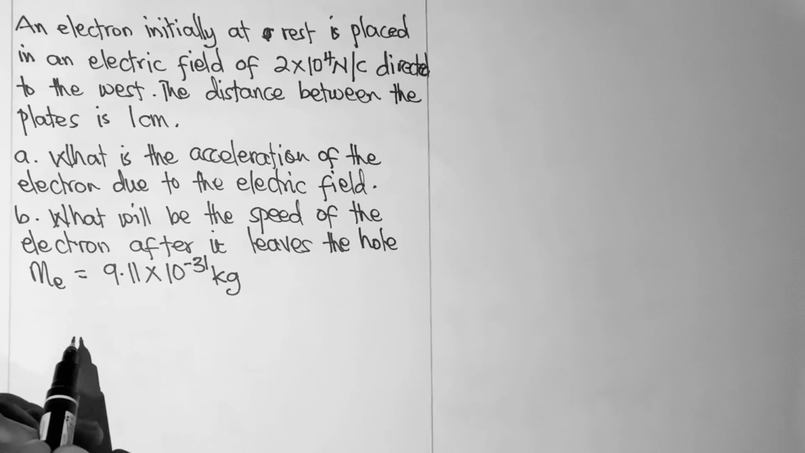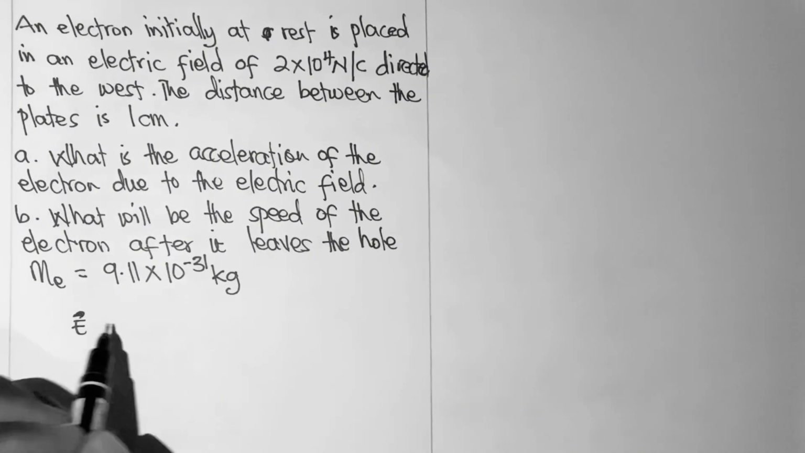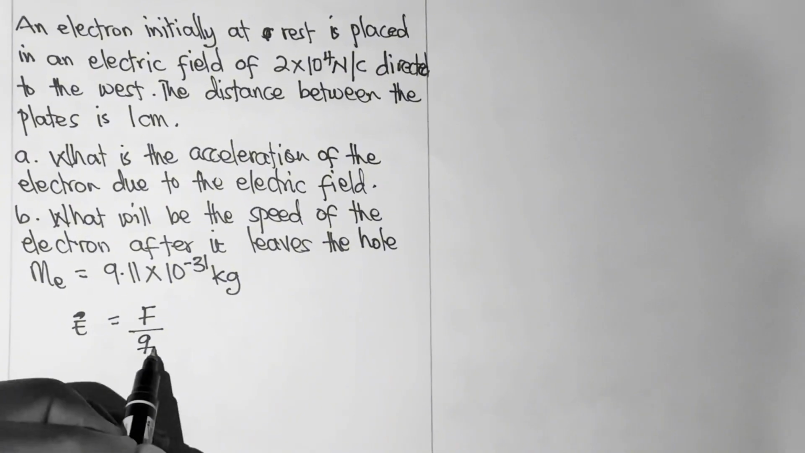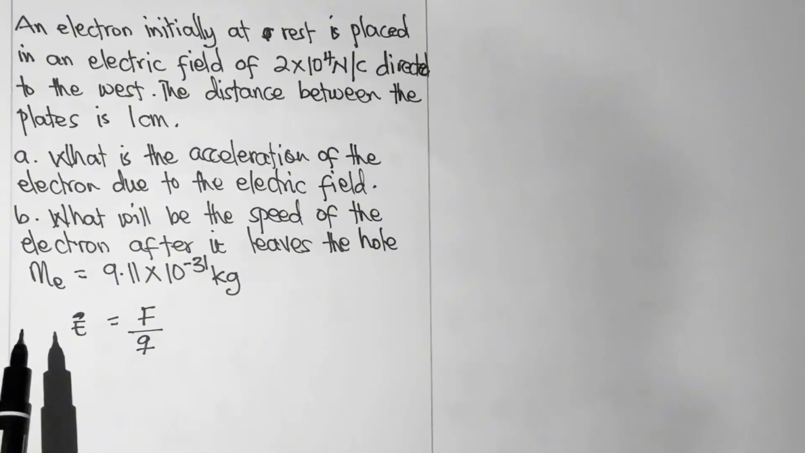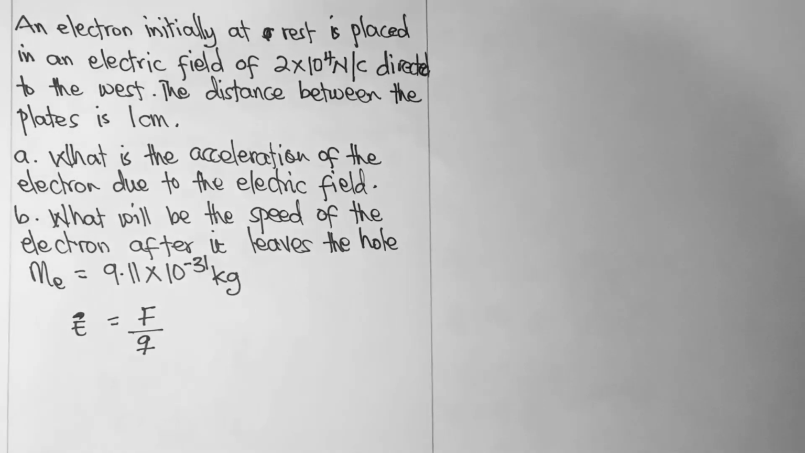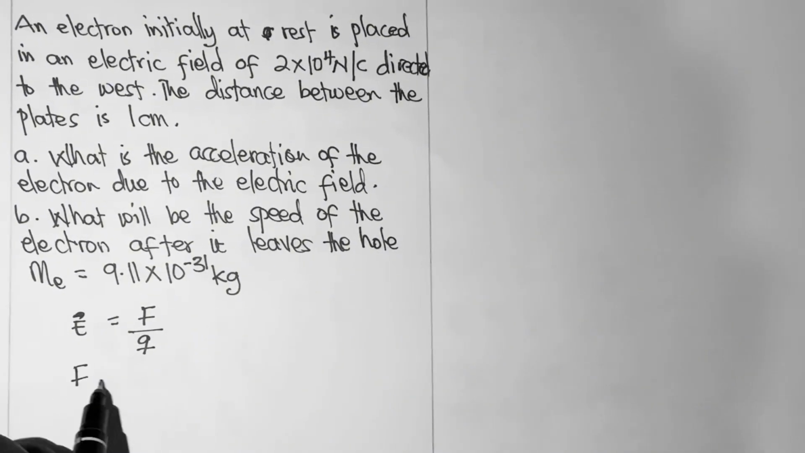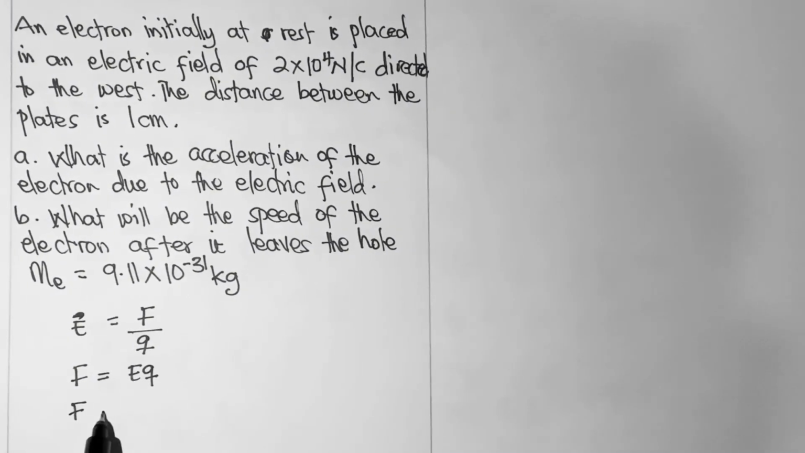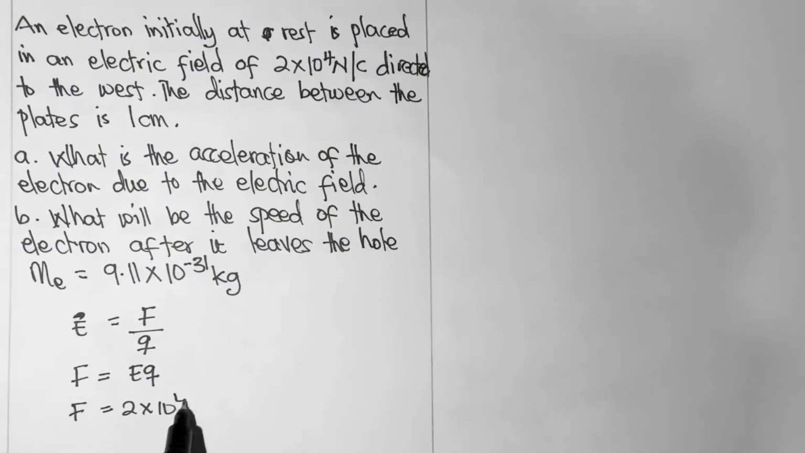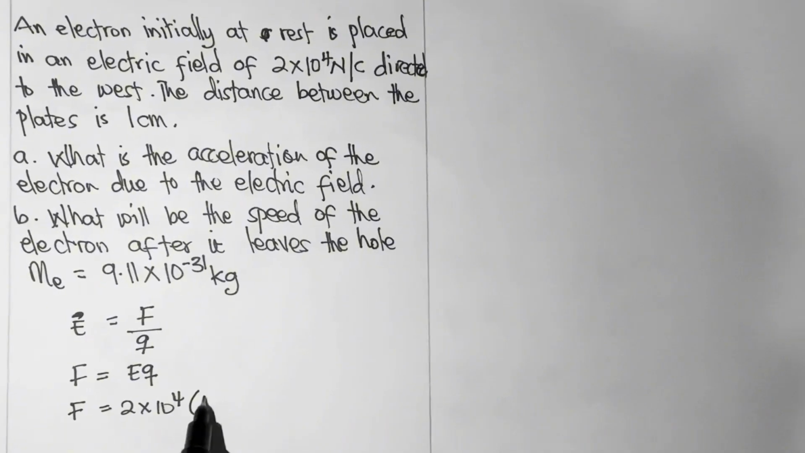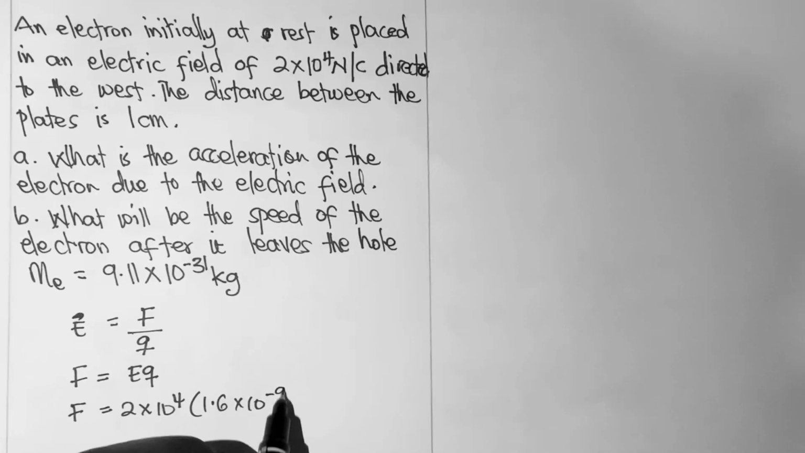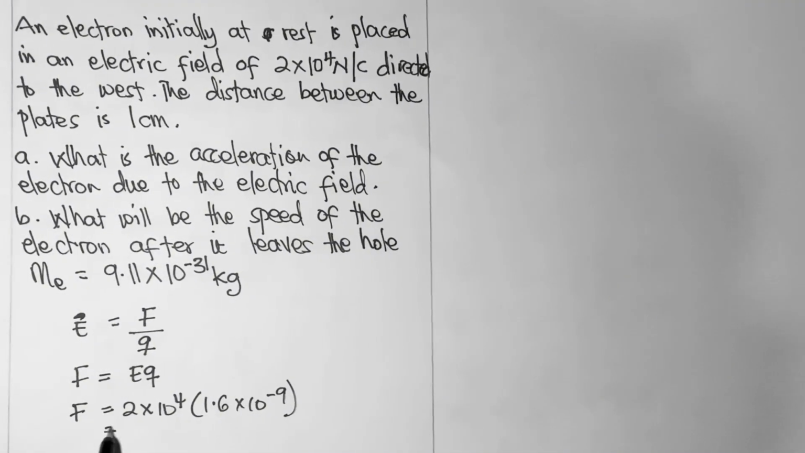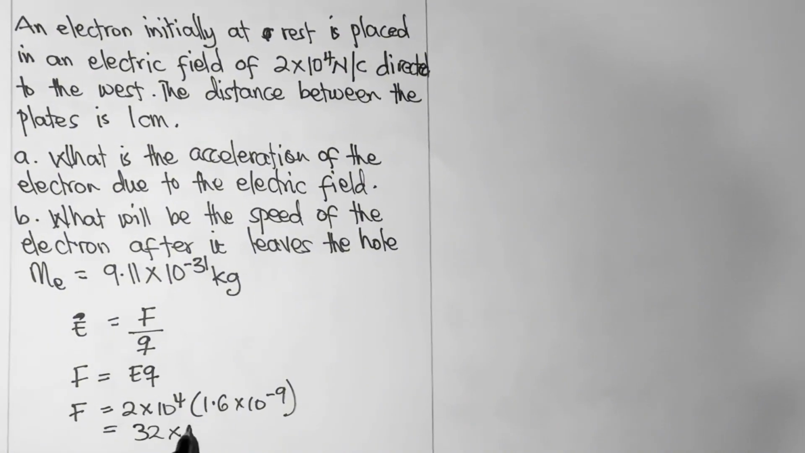So we know that from theory, the electric field is equal to the force over the charge. That is, the magnitude of the electric field is equal to the force over the charge. So making force the subject, the force is equal to the electric field times the charge. So let's calculate the force. We're given the electric field as 2 times 10 exponent 4. Then the charge of an electron is 1.6 times 10 exponent minus 19. If you do this, this is equal to 32 times 10 exponent minus 16 newtons.